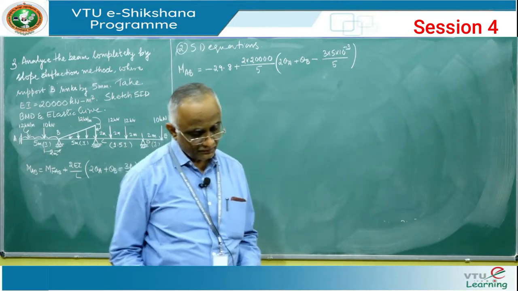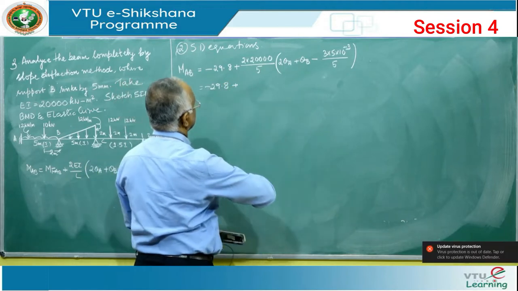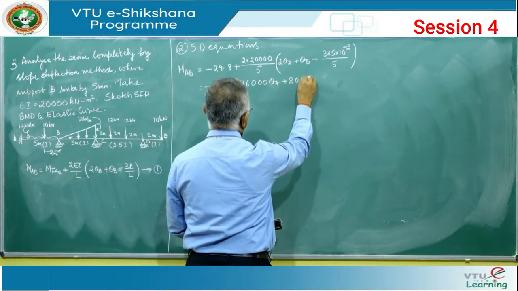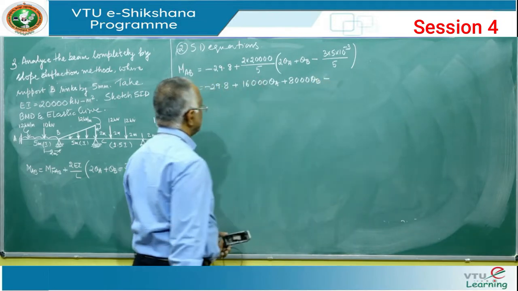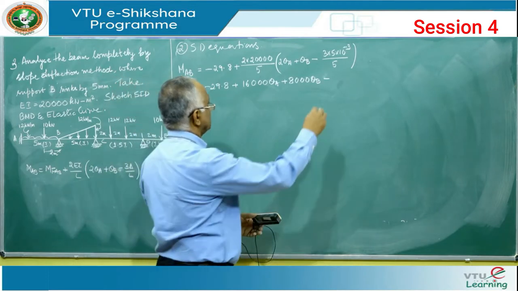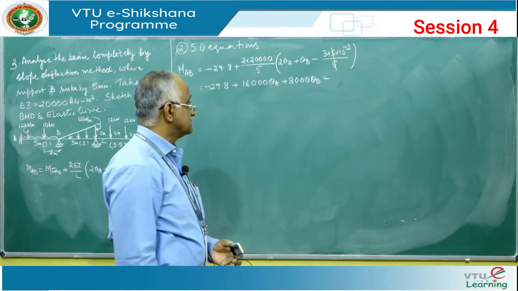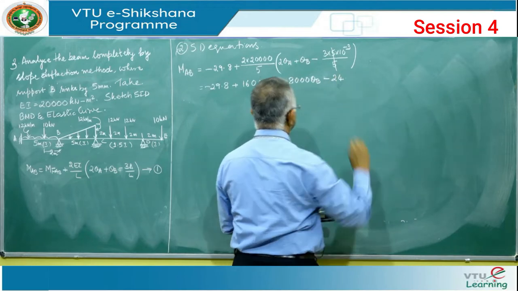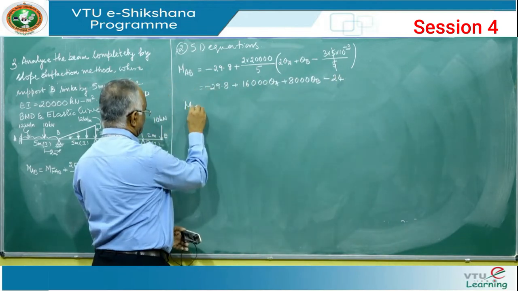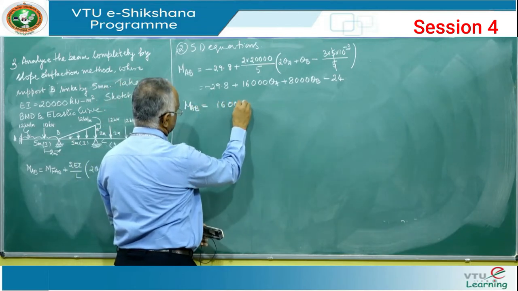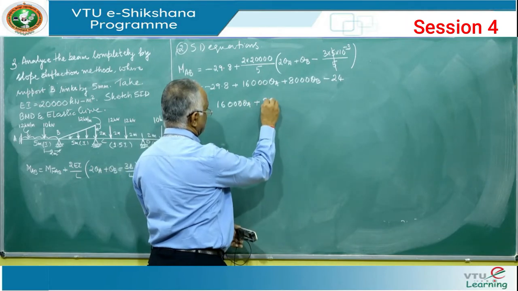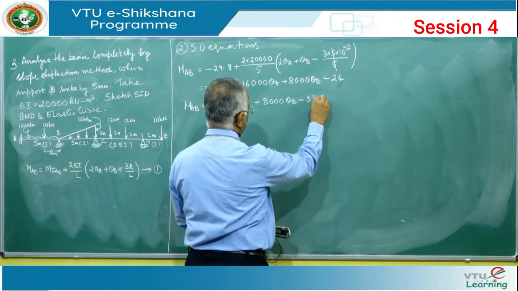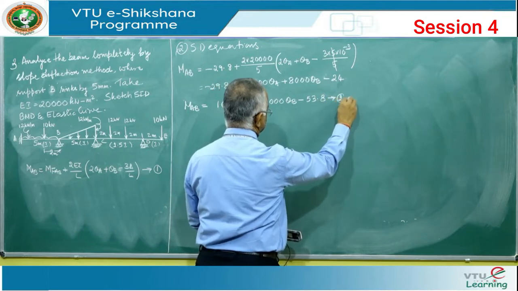It will be minus 29.8 plus, so it is 16,000 theta A plus 8,000 theta B minus 8,000 into 3, 5 gets cancelled, I think it is around 24, minus 24. So therefore MAB now is 16,000 theta A plus 8,000 theta B minus 53.8. Take this as equation 2.